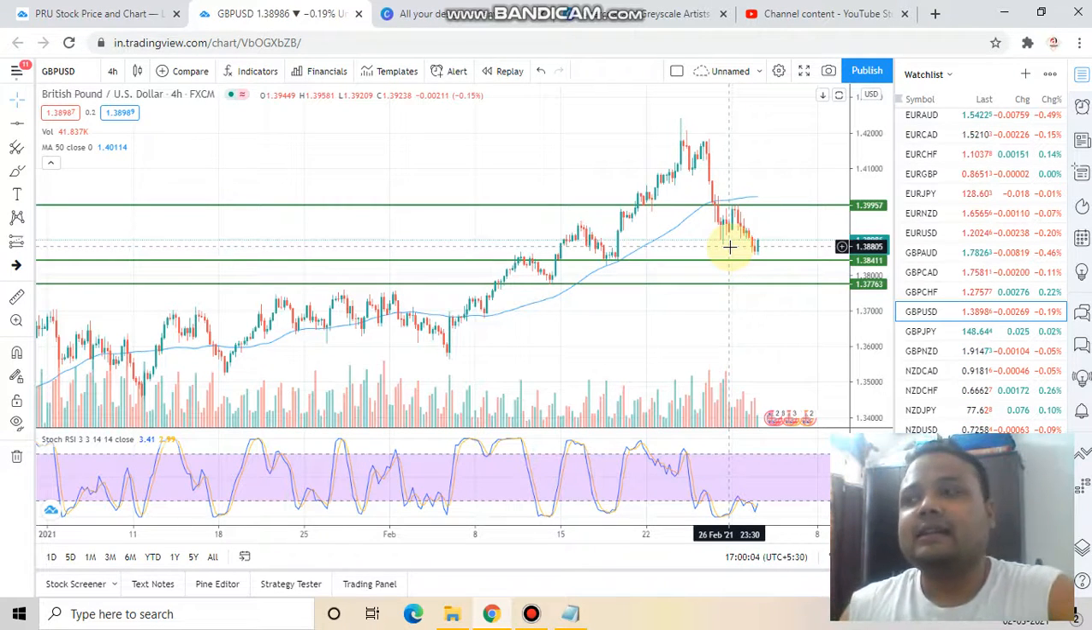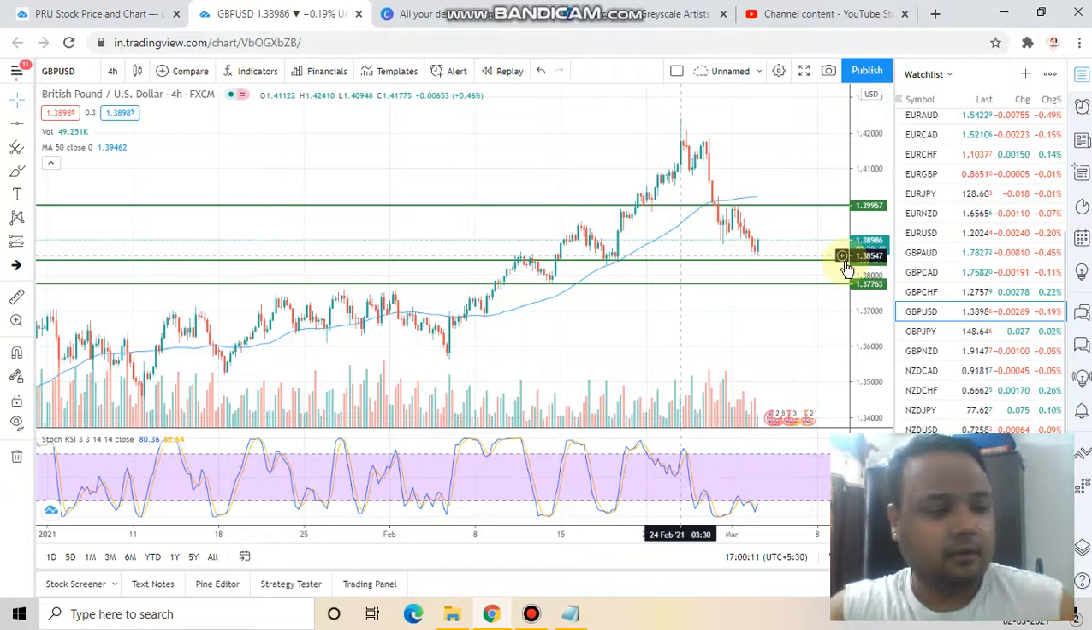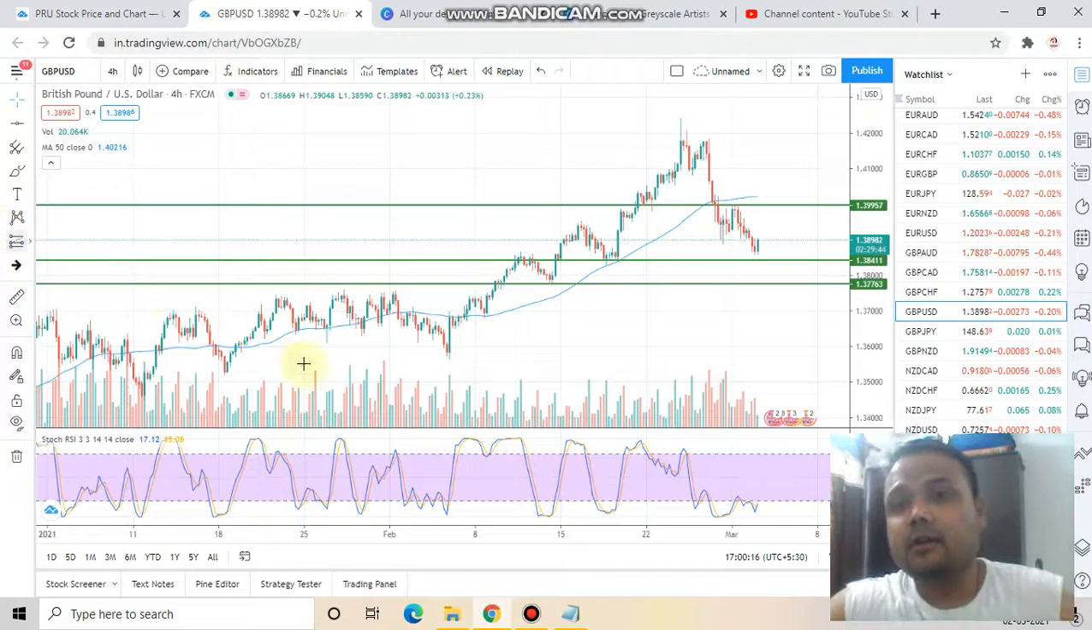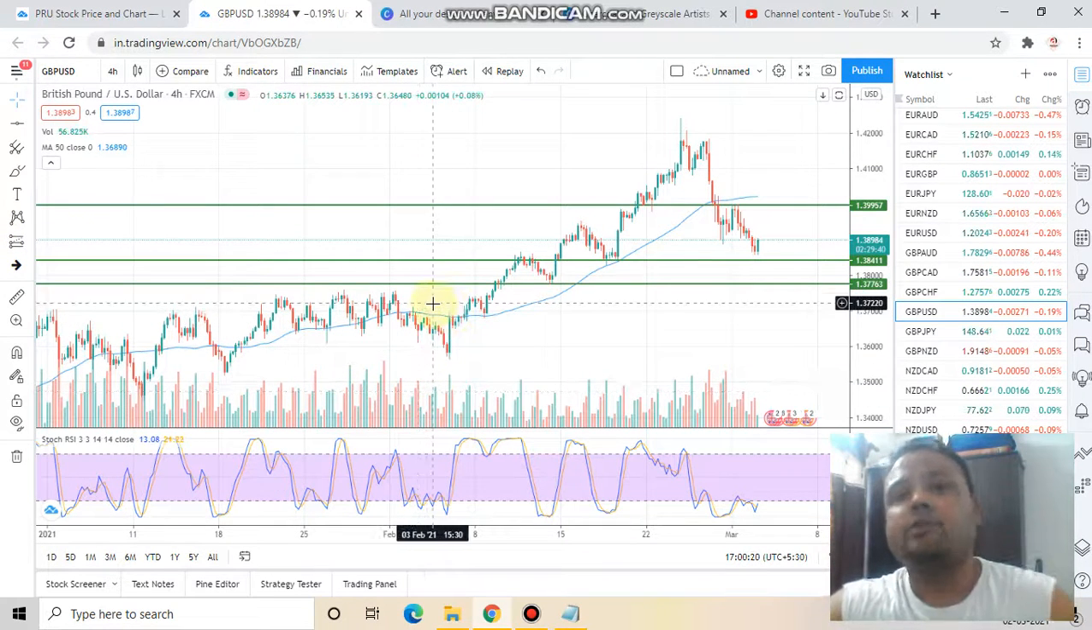Don't mind this honest analysis. I'm just doing this honestly. I do not want you to lose your hard-earned money. So this is the simple analysis of GBP USD for 2nd March 2021, Tuesday. Tomorrow I'll be coming again with tomorrow's analysis.